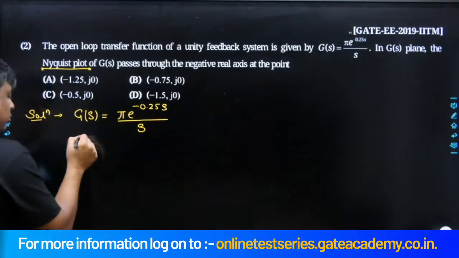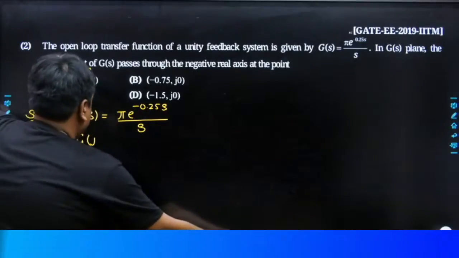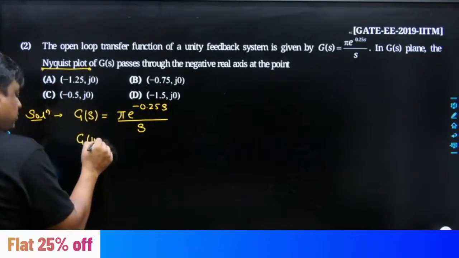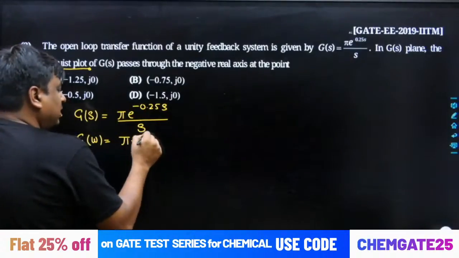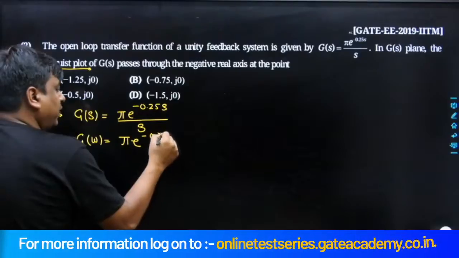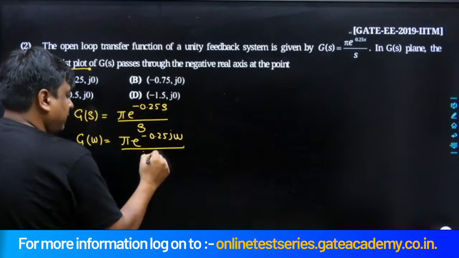Yes, so what I would be doing, I would just be feeding s with j omega, and there the frequency of analysis would be changed to the frequency domain, and here it becomes pi e to the power of minus 0.25 j omega, and towards the denominator side again we are going to have j omega.